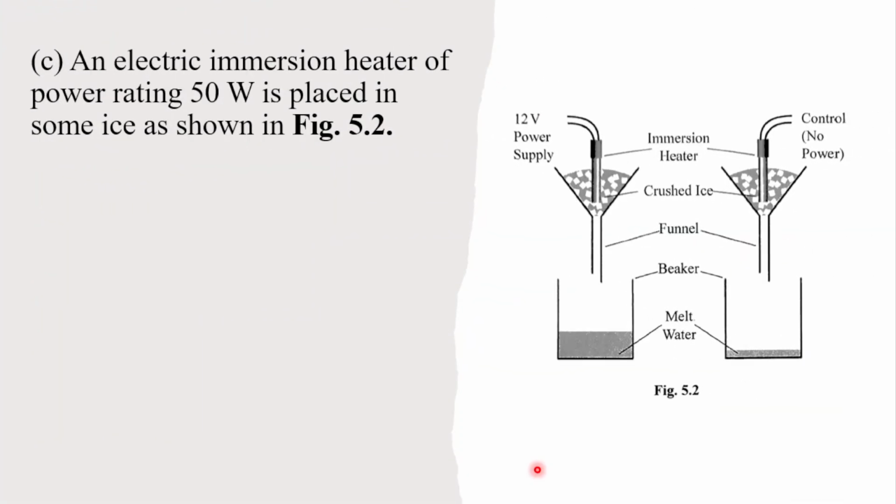All right, so part C now. An electric immersion heater of power rating 50 watts is placed in some ice as shown in figure 5.2. Notice figure 5.2 is on the right here. We have two things. Here is a 12-volt power supply. Here we have the same setup, but no power is on. And of course you notice the difference in water melted. One is higher than the other.